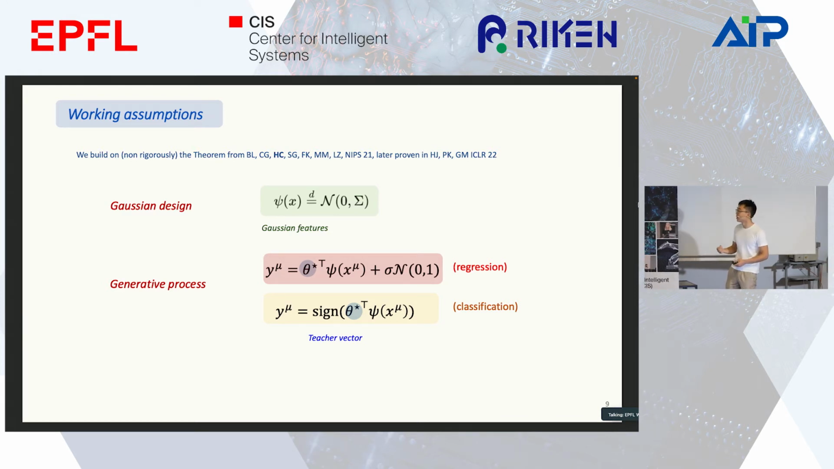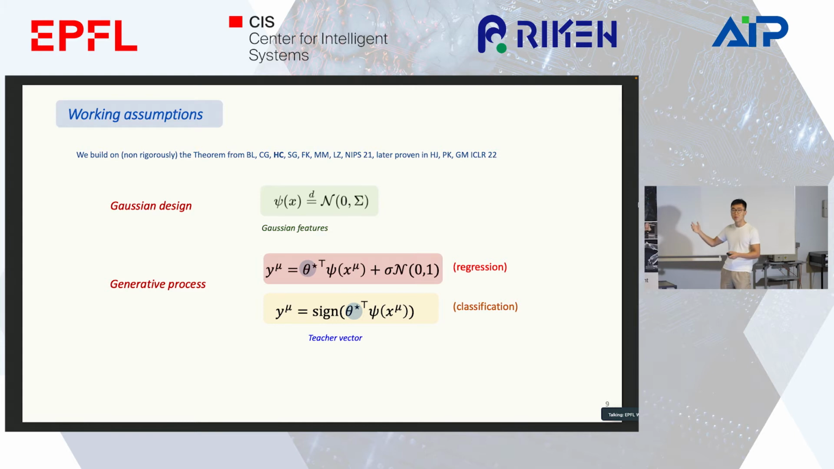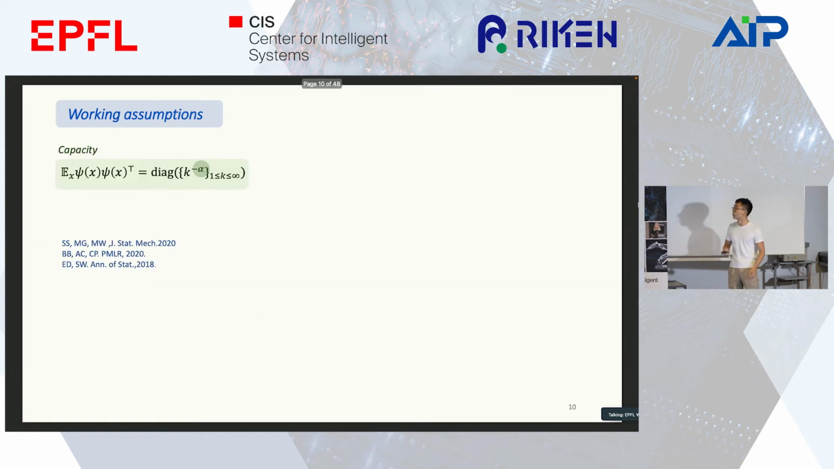More specifically, we'll assume the existence of a teacher vector theta star, so that in the case of regression, your labels y mu are just given by the scalar product between this teacher theta star and your feature psi of x mu, plus some additive Gaussian noise of strength sigma. In the case of classification, the labels plus or minus 1 are just given by the sign of the scalar product between the teacher and the feature. So that plans a bit the setting the model will be looking at, very simple and quite natural.